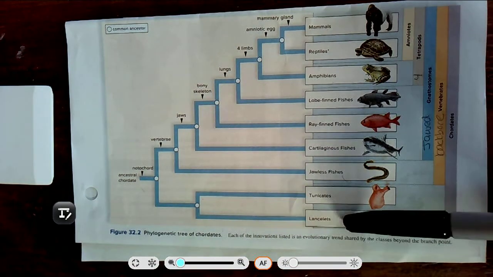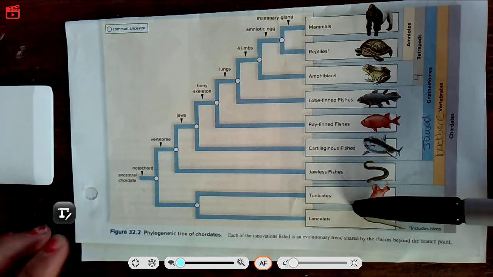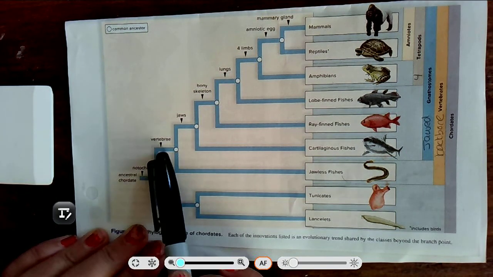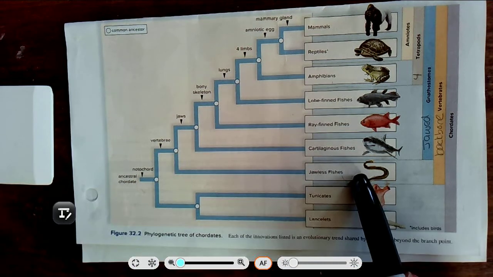So that again includes these 2 groups, the tunicates and the lancelets, which we're not going to spend a lot of time with. And there is your notochord. Vertebrae develop, and so we have our jawless fish. And it's interesting to look at this example of a jawless fish.